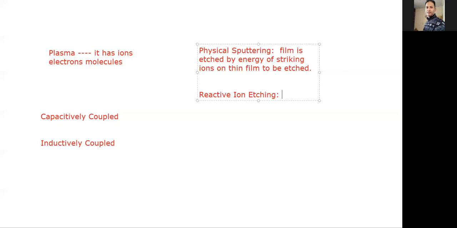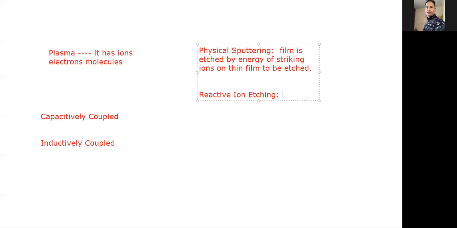So if you don't want a part of the thin film to be removed, then you have to cover it by use of photoresist or another layer. You have to use a thicker photoresist or thicker oxide layer to save a part of the layer underneath. But reactive ion etching provides you selectivity also.